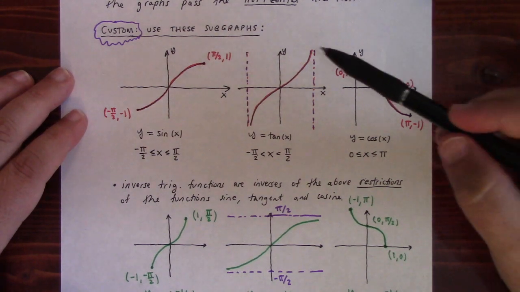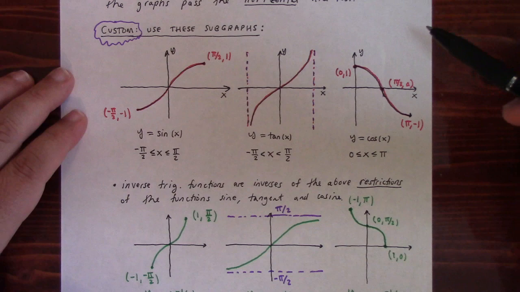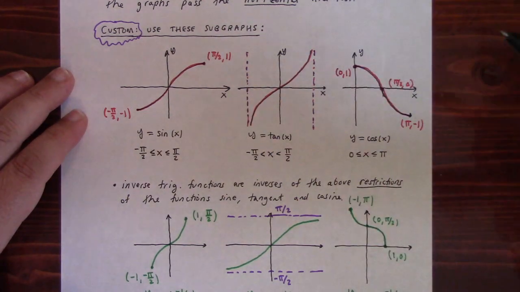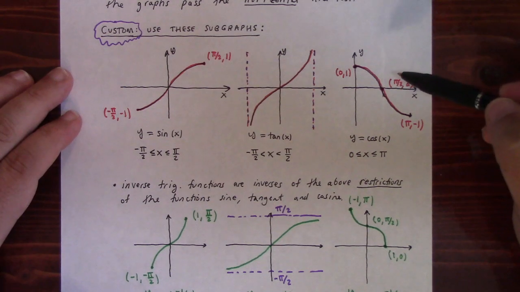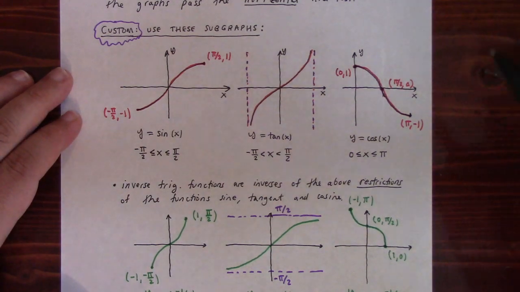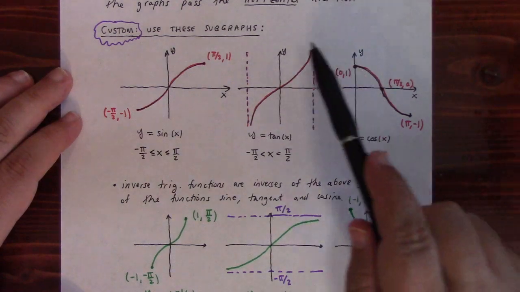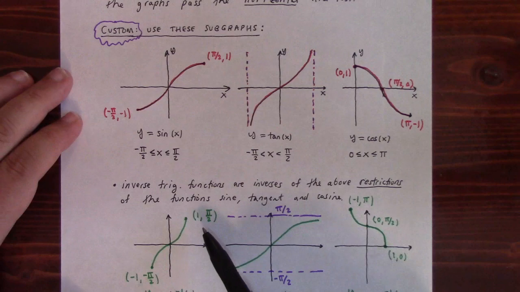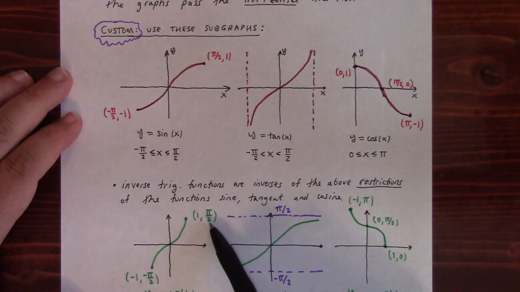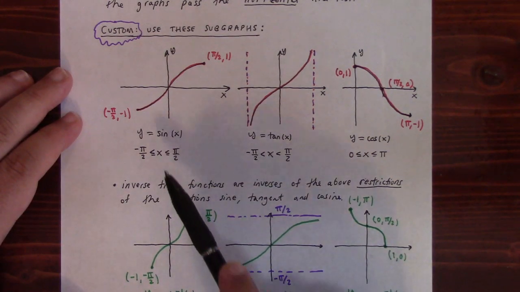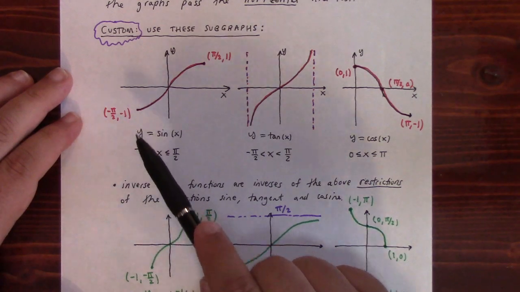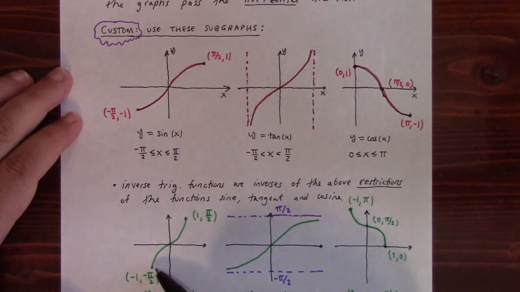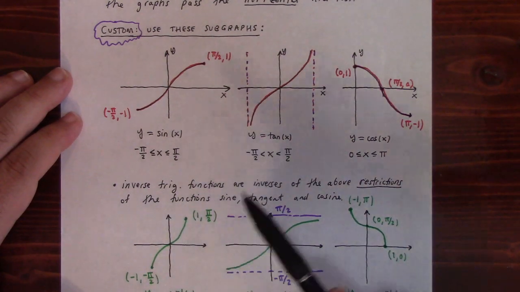And so with respect to the restricted domains, we define the inverse sine, the inverse tangent, the inverse cosine, and you can get their graphs simply by interchanging the roles of x and y. So for example, this point pi over 2, 1 becomes the point 1, pi over 2 on the inverse sine. This point minus pi over 2, minus 1 becomes the point minus 1, minus pi over 2 on the graph of the inverse sine.